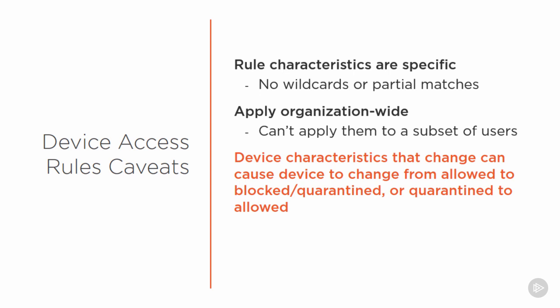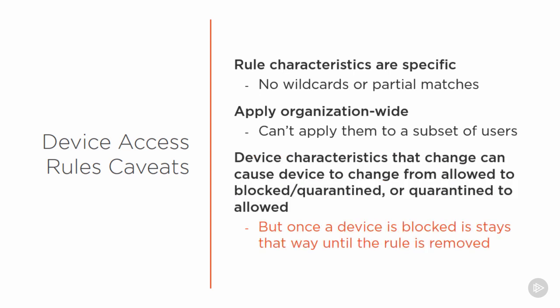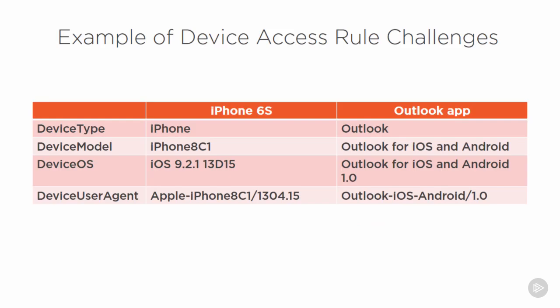Let's say, for example, if they were running an older operating system and they upgraded to a newer operating system that you'd chosen to block with a device access rule. And they may also upgrade their way out of a quarantine status back into an allowed status. But once a device has been blocked by a device access rule, it stays that way until the rule itself is removed. Device access rules can be quite challenging to implement.